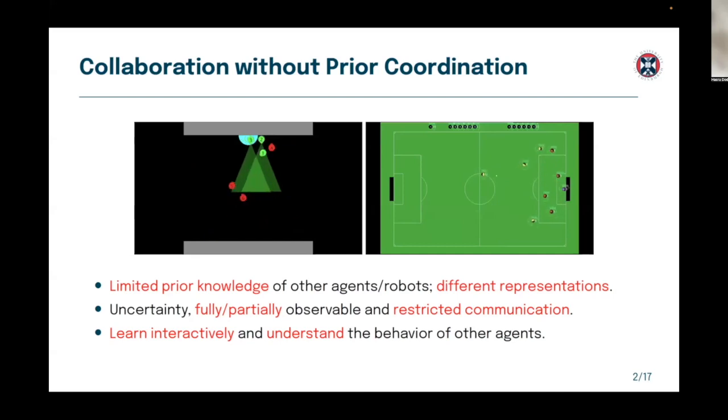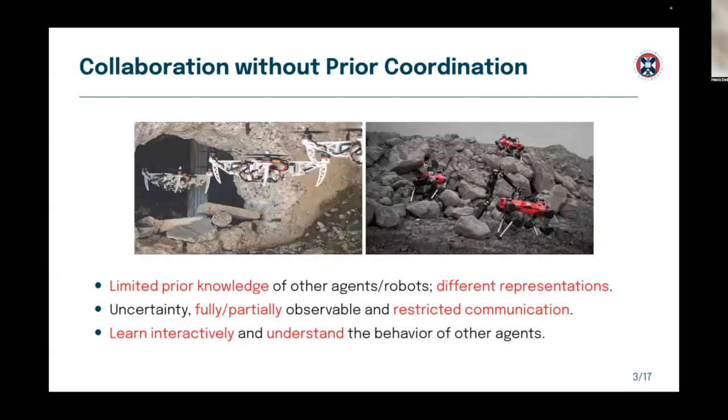The idea behind these teams is that the agents have limited prior knowledge of each other. They can have different representations and may have no experience working as a team before. And the domains can contain a lot of uncertainty. They can be fully or partially observable, with or without restricted communication. This is representative of many practical applications in robotics, like disaster rescue and space exploration, where you want robots and humans to work together, although they may have no experience working as a team before.